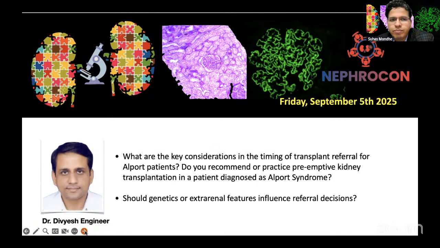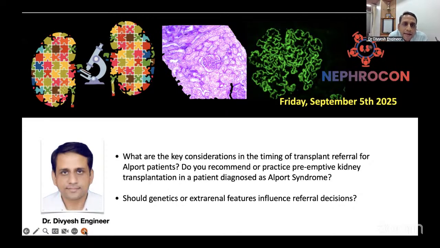Yes. So what will be the key considerations when I'm trying to understand the best timing for the referral, whether to consider preemptive transplant for this patient? Will that be good enough? Yeah, we always encourage preemptive transplant, but that depends basically on donor availability.